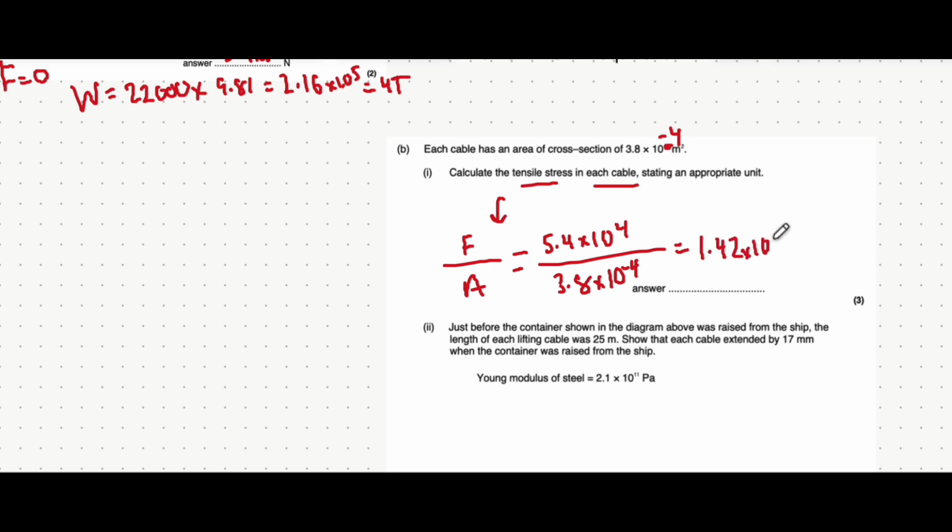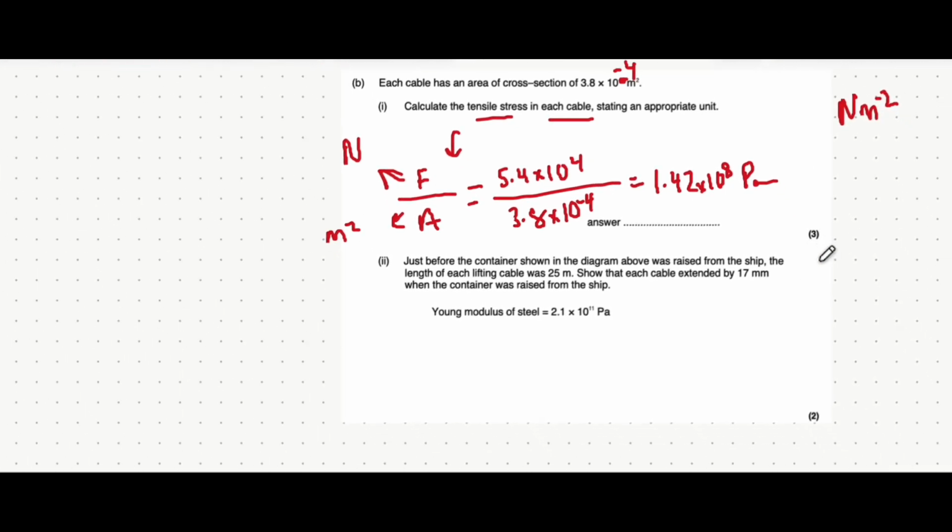I don't know if you guys remember the units. It is actually pascals, but if you didn't know that, a little trick with A-level physics. Since we're doing force, which is newtons, divided by area, which is meters squared, you can also say the unit is newtons per meter squared, or N m to the power of minus 2, if you want it to be fancier.